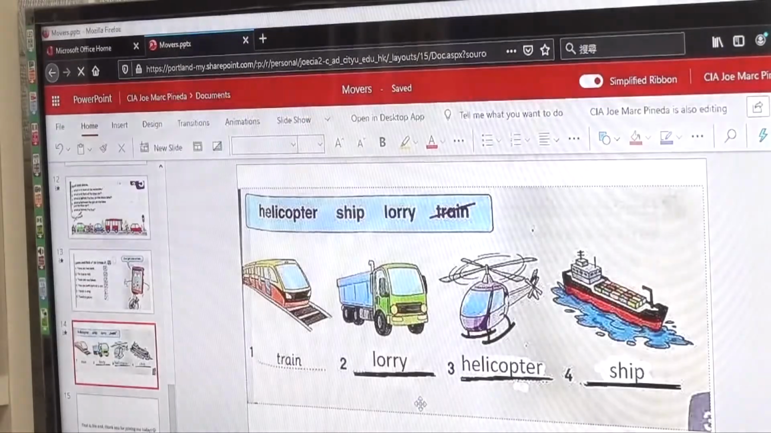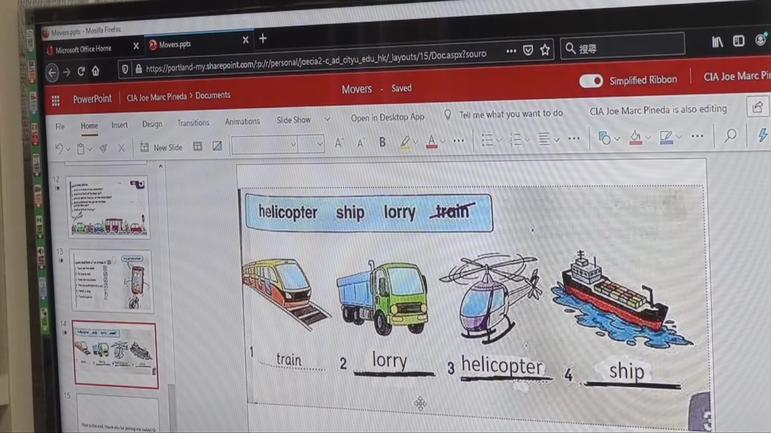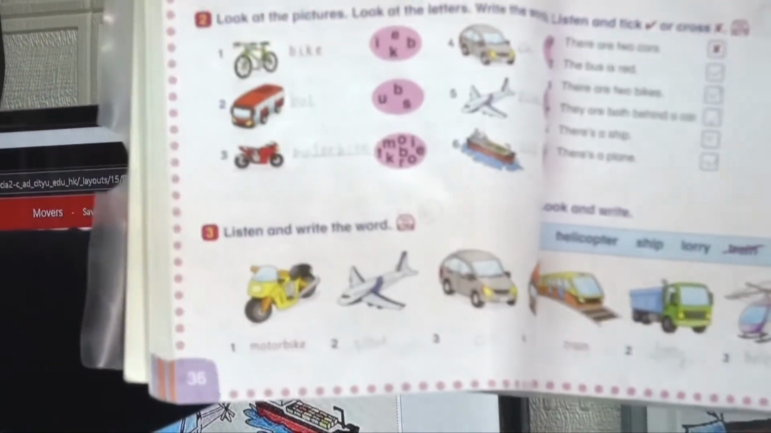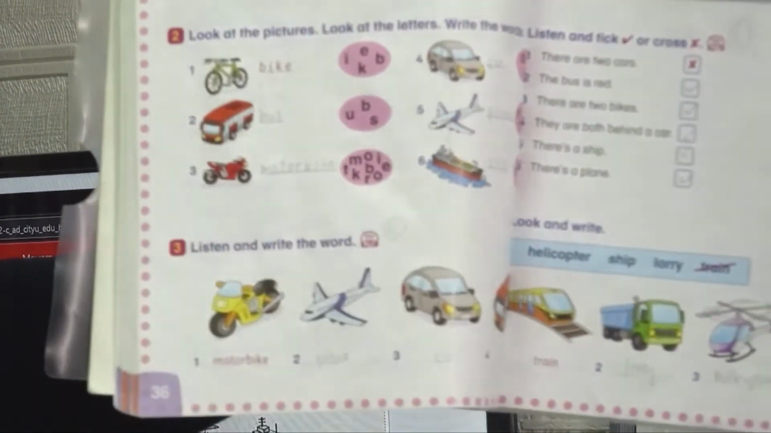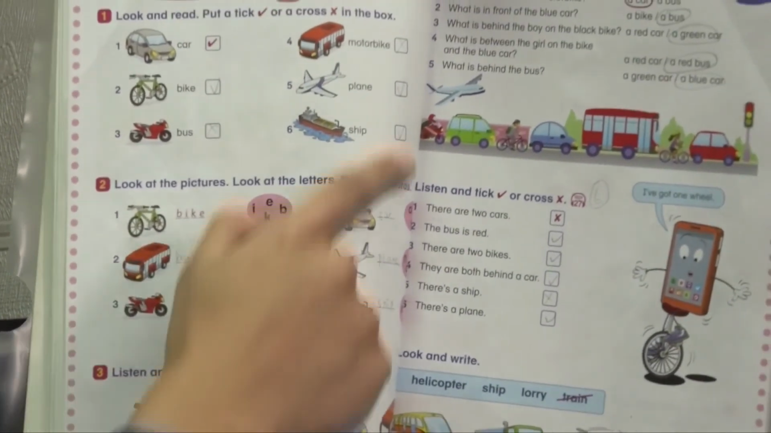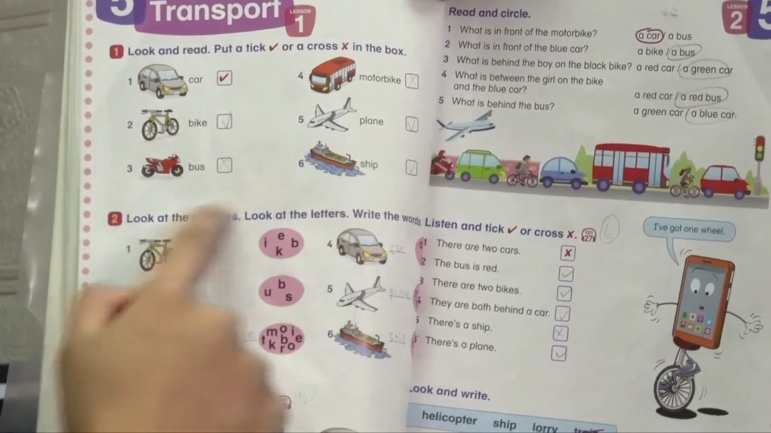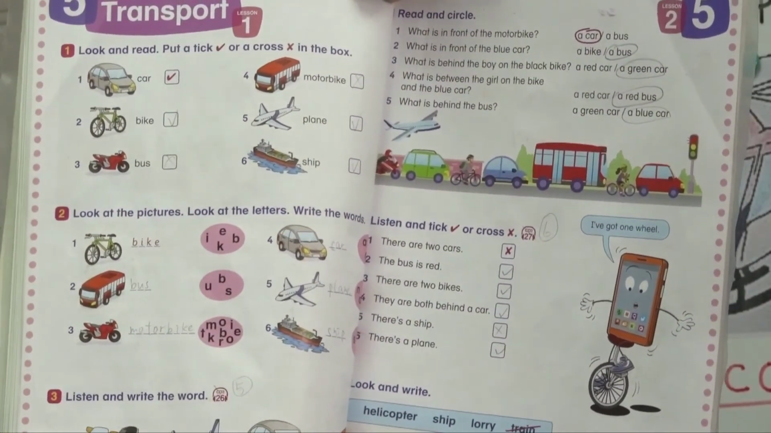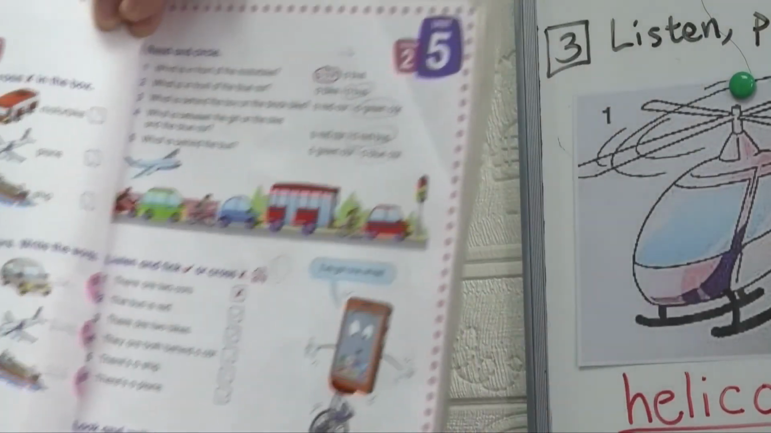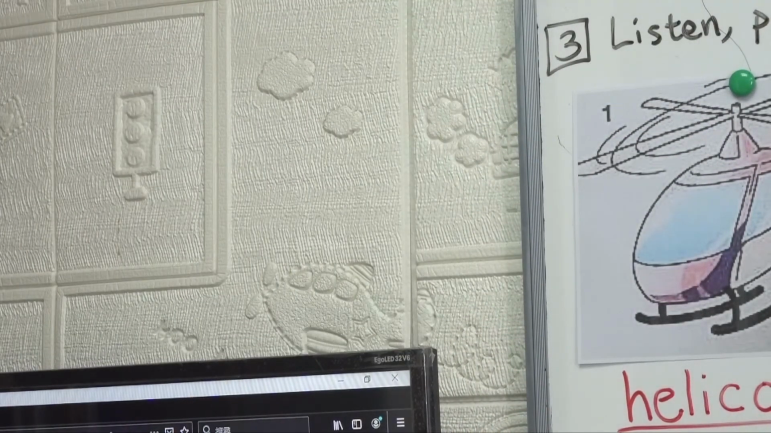Now let's go back to page 36, okay? Page 36 is the homework part for you. Page 36 over here, 5, transport 1, the very first page of this topic. We have 1, 2, 3. We already finished part 3, so we will look at how to do part 1 and part 2. The rest will be done as homework, okay? We will do 1, 2, and 1, 2 questions together. Alright, so now let's look at the screen.